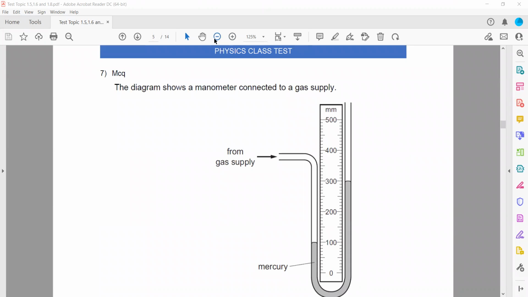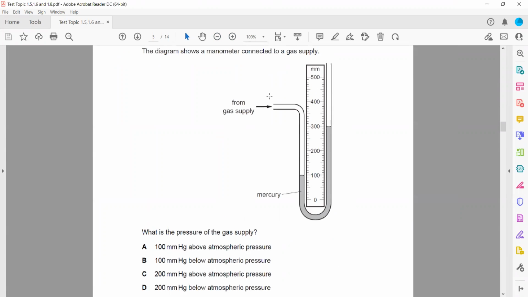The diagram shows a manometer. So first thing, as you can see, the level on the side where the gas is connected is down, and the side that is open to the atmosphere is up. It means the gas pressure is more. And when gas pressure is more, what can we say? We can say the gas pressure is above atmosphere.